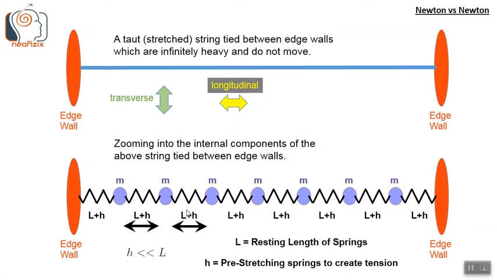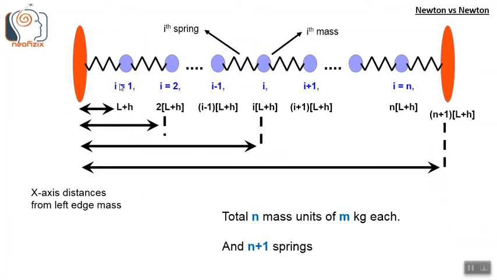Suppose I is the index number we use to address each mass. The leftmost mass is the first mass, I equals 1, and the next to it is I equals 2. This is some generic ith mass in the middle, and this is the last nth mass. There are total n mass units and n plus 1 springs in this chain.